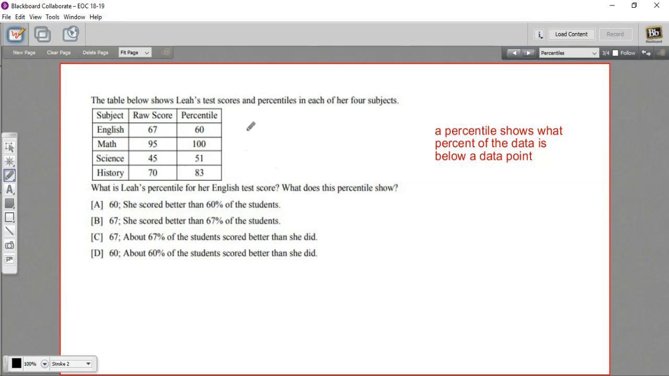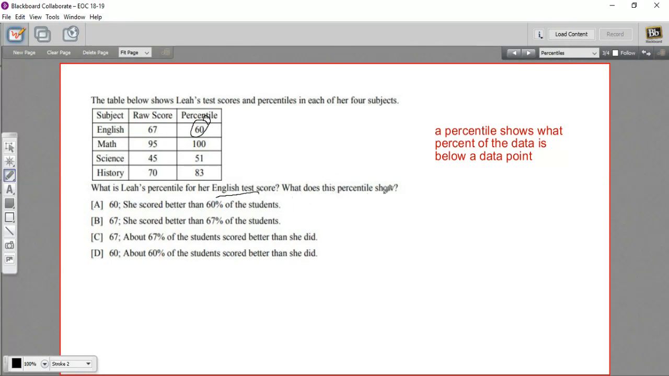This question asks you just to show that knowledge. It says the table below shows Leah's test scores and percentiles. So we don't have to calculate any percentiles here. We just have to interpret what a percentile means. And it's asking, what is Leah's percentile for her English test score? That part, really simple. Here's English. Her raw score was 67. Her percentile was 60. That's the answer for that first part.